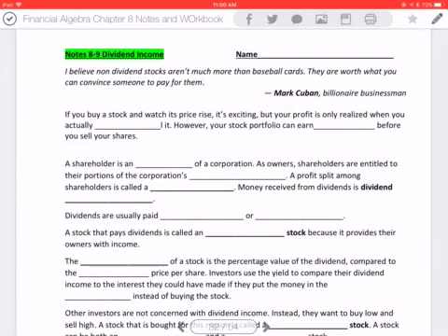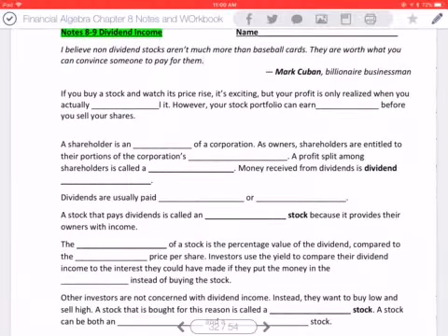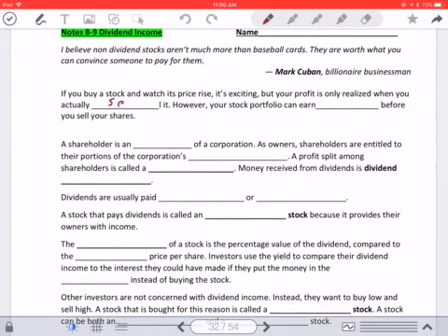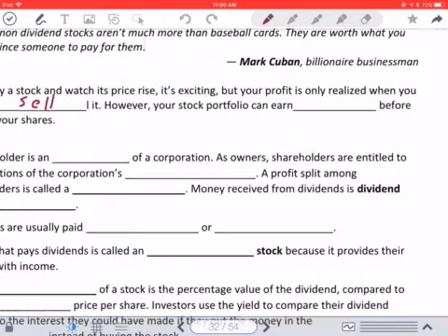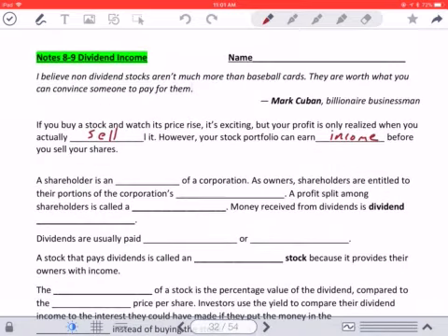Okay, so 8-9, dividend income. If you buy a stock and watch it rise, it's exciting, but your profit is only realized when you actually sell the stock. However, your stock portfolio can earn income before you sell it. So you could buy a stock, if it's a dividend stock, and hold on to it. You can earn money, kind of like a savings or checking account, and then at the end you can sell the stock many years later and also earn money if the stock price goes up.